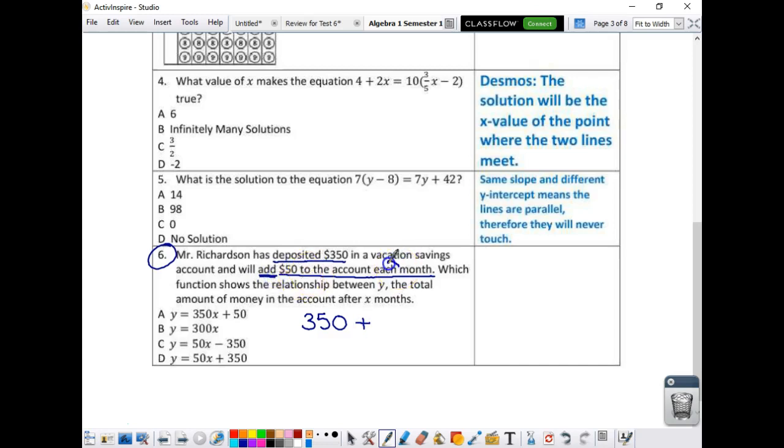The key word here is the word each. It tells you that for every month x, he's going to put in $50, so this is your slope. And the only one that matches would be this one. It doesn't matter where the x variable is. You can have y equals b plus mx, where you have the slope and the x value on the right hand side, and it's the same thing as y equals mx plus b.